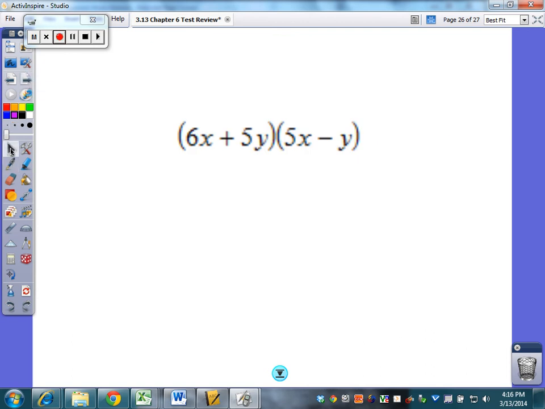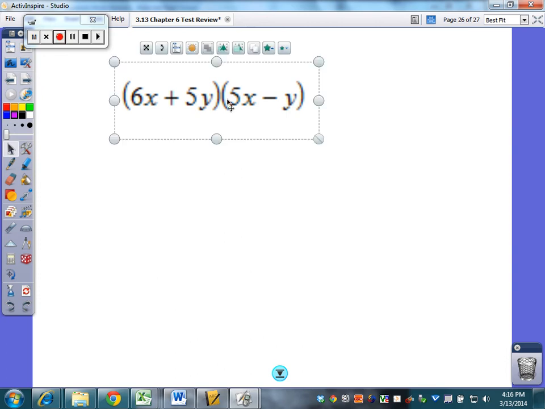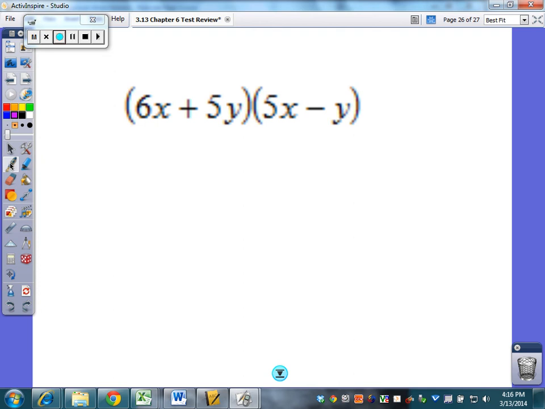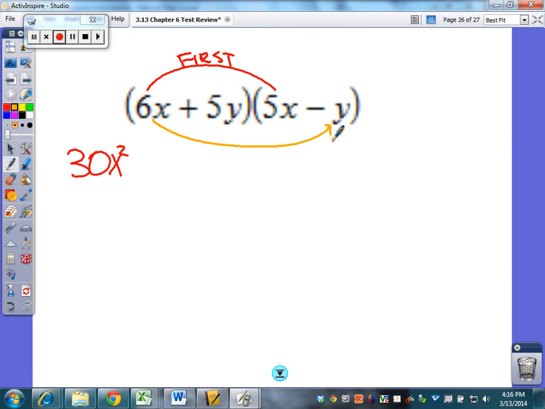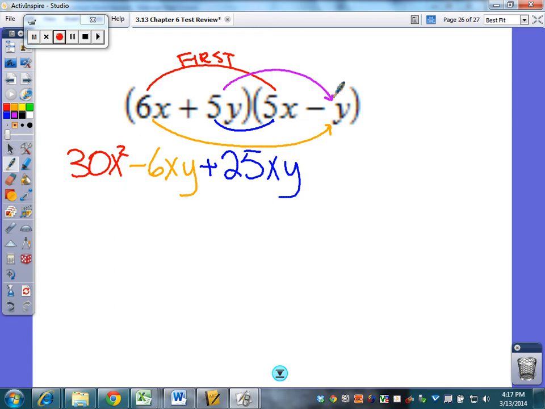Okay? This is the same thing as FOIL. We're foiling this right here, but in this case we have two variables. We don't do anything different than what we've done before. First, well, 6x times 5x is 30x squared. Outer, 6x times negative y is negative 6xy. Inner, 5y times 5x is 25xy. And then the last, 5y times negative y is negative 5y squared.